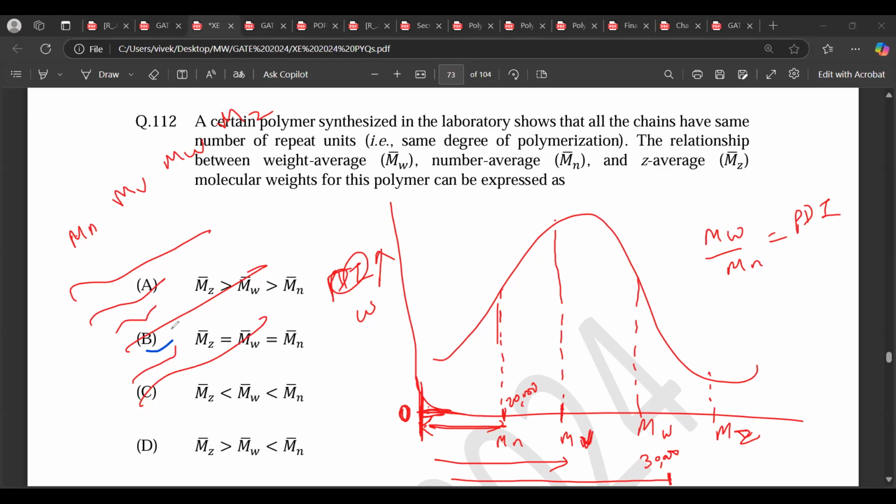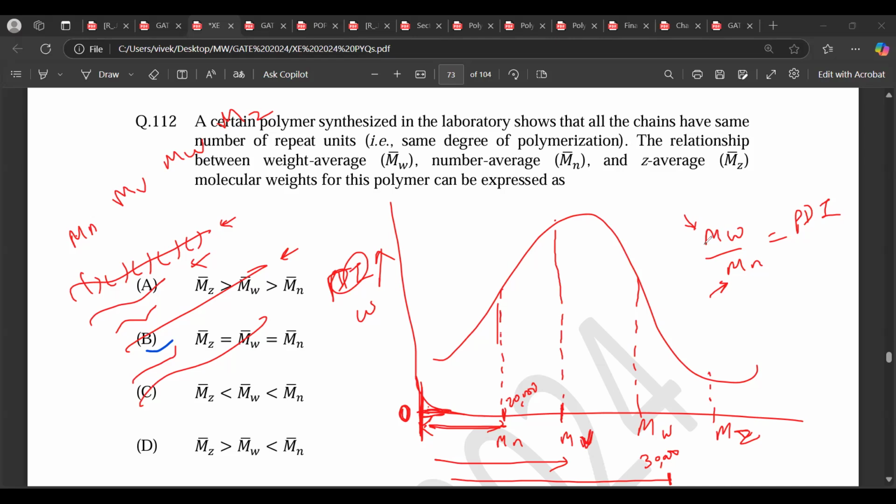The higher the difference in the size of the chains, the more will be the difference between Mn and Mw, and that's why we get a broadness. Why? Because Mn is completely based on the number of chains, and Mn also gives you an idea of how many monomers there are per chain, which is the degree of polymerization, right? Of course you have to average it over many chains. So Mn is based on the total number and Mw is based on the total weight.